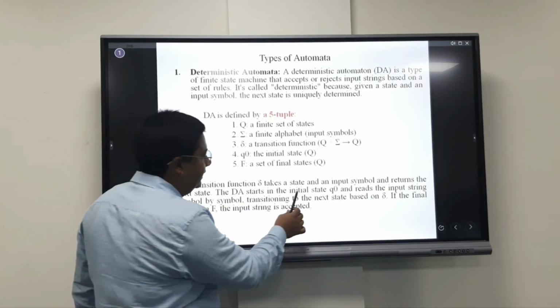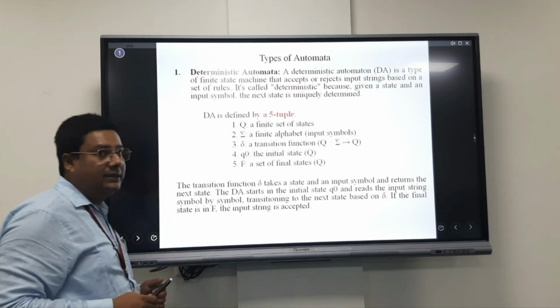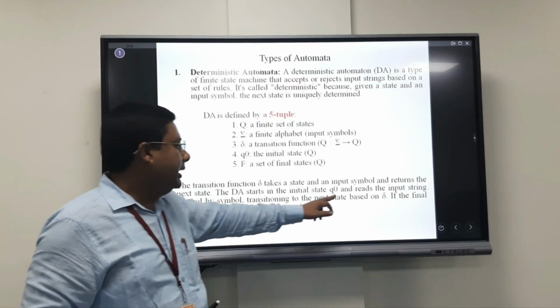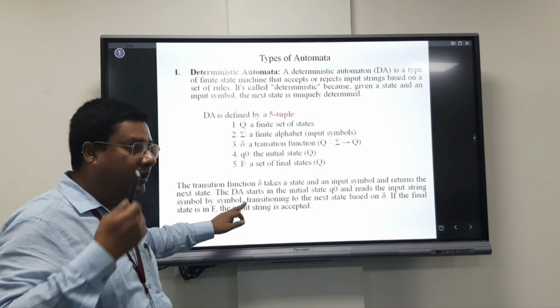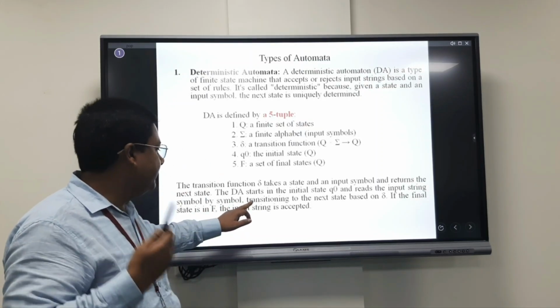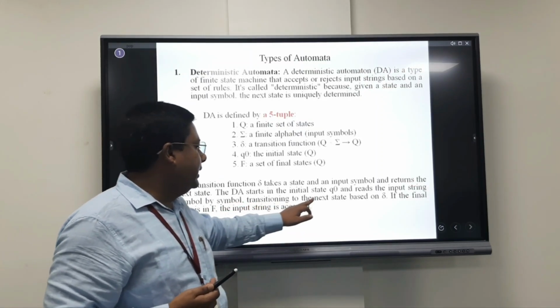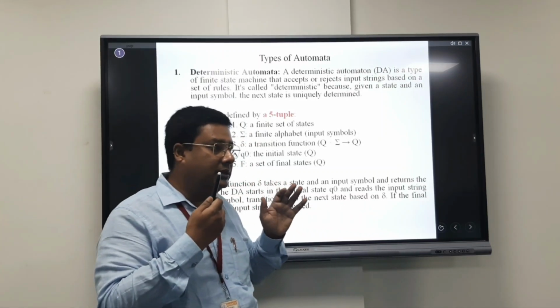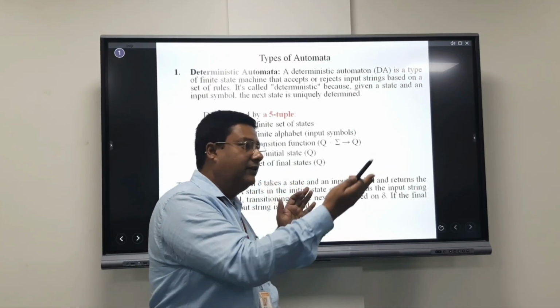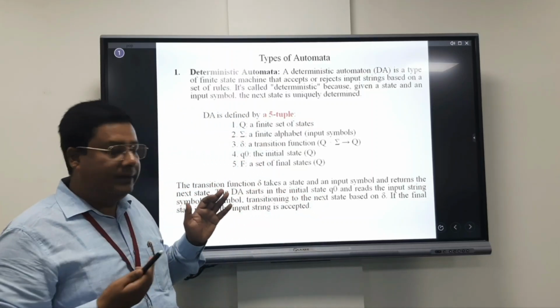The DFA starts in the initial state Q0. It always starts with Q0 and reads the input string symbol by symbol, one by one, reading the string. It transitions to the next state based on delta. The movement of the transitions is based on the delta function, whatever delta we are using.